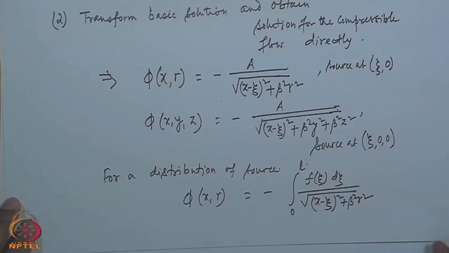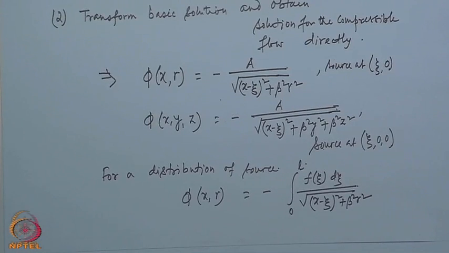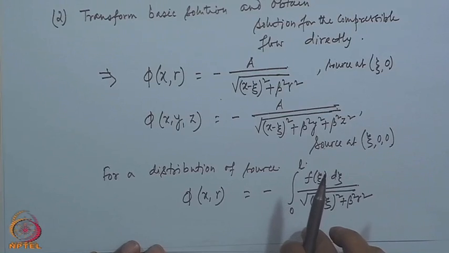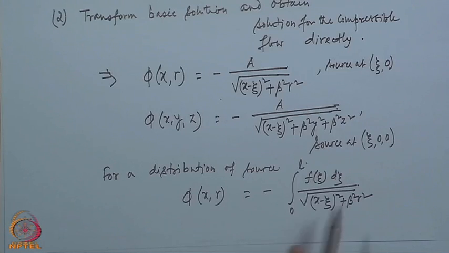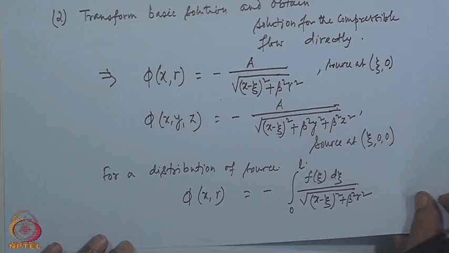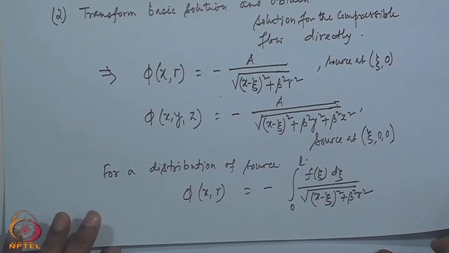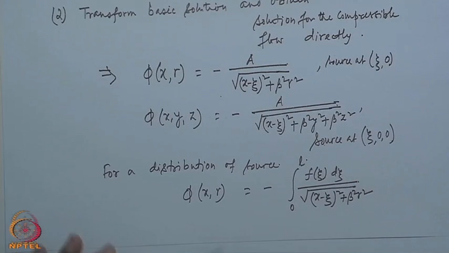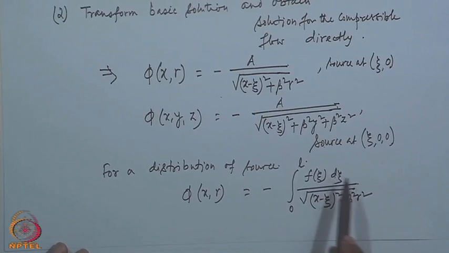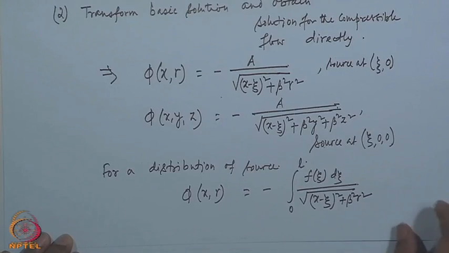So, the final solution or the complete solution is of course numerical in nature. Only in case this f xi can be obtained mathematically for any particular geometry, then the solution can be completed analytically, but in general the f xi source distribution depends on the boundary conditions. The source strength should be such that the boundary condition on the wall must be satisfied.